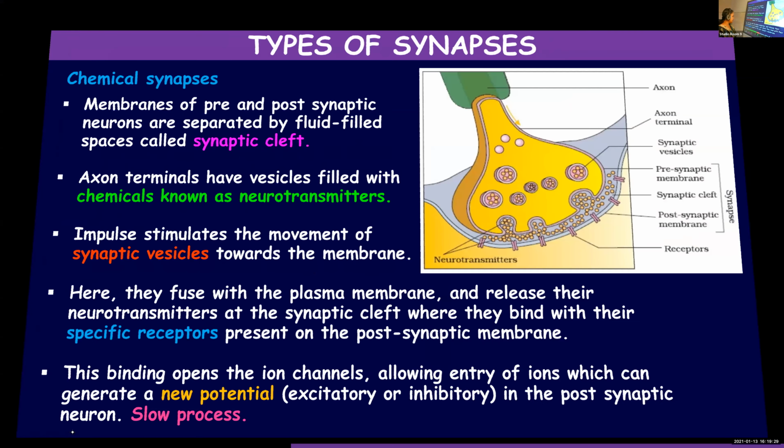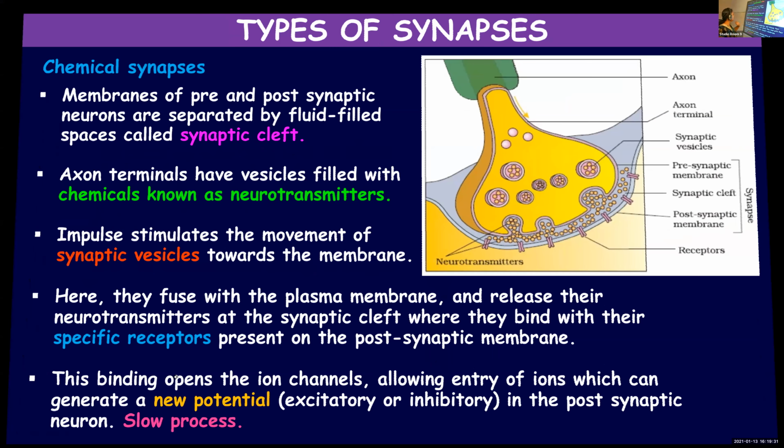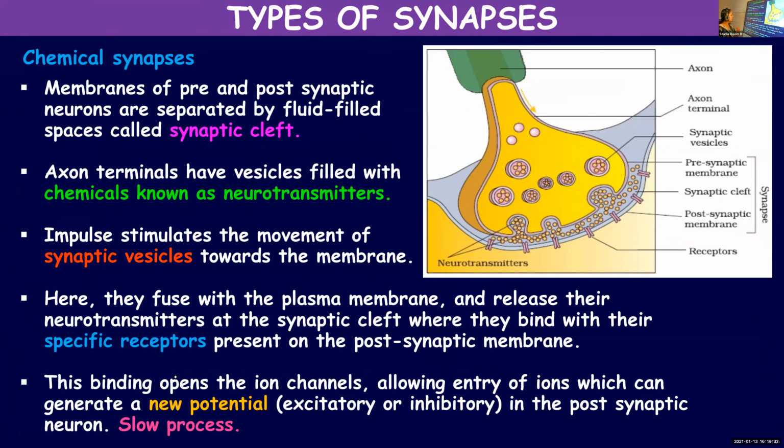Chemical synapses. Here you need to know so many terms you're learning, like neurotransmitters, synaptic vesicles. Okay, listen carefully. Here there is a synaptic cleft. Pre and post synaptic neurons are separated by a fluid filled space known as synaptic cleft.